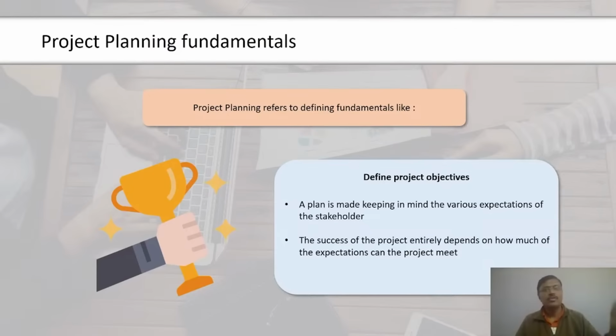Rolling wave planning is an iterative planning technique in which the work to be accomplished in the near term is planned in detail, while the work in the future is planned at a higher level. It is a form of progressive elaboration.